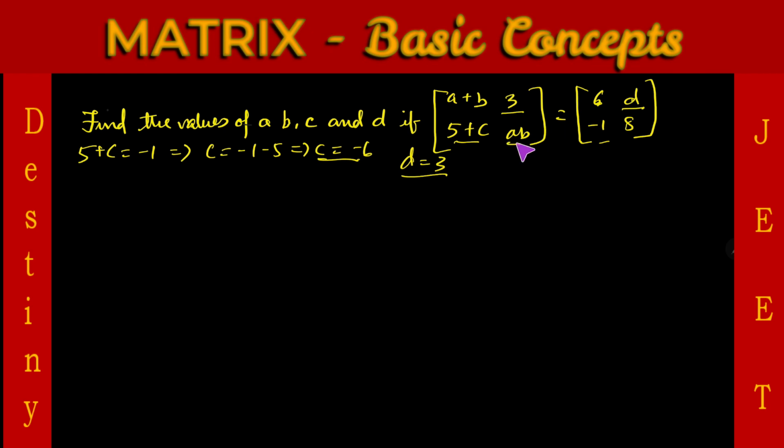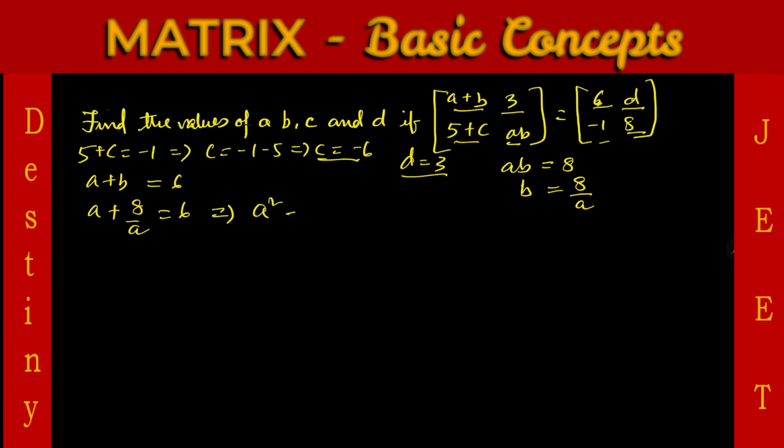Then we cannot get A and B directly. First we will find out the relation between A and B from the corresponding elements. It will give B is equal to 8 upon A. Now taking these two elements equal, A plus B is equal to 6, or A plus 8 upon A is equal to 6. We can say A square plus 8 is equal to 6A, or A square minus 6A plus 8 is equal to 0.